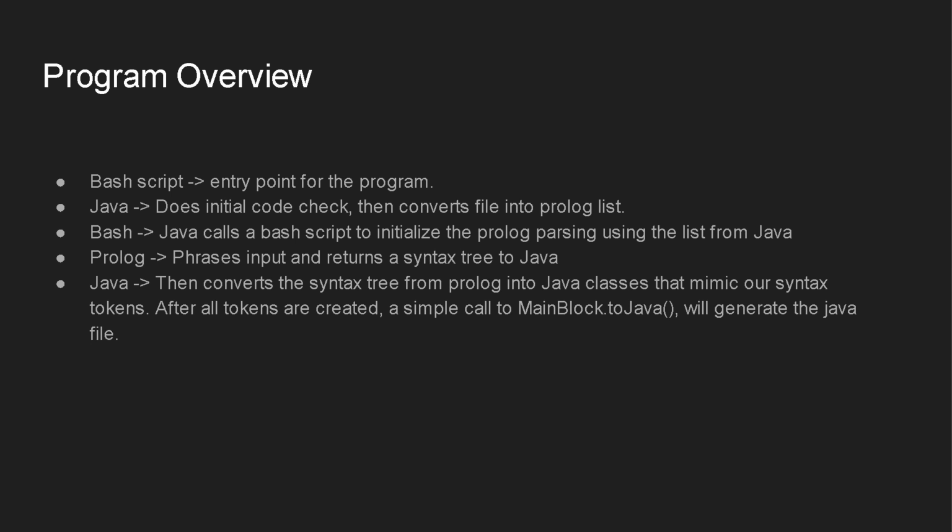Java will do an initial code check and then convert the file into a Prolog list. Java will then do a Bash call, which initializes a Prolog script that calls a command that doesn't shorten its output, and then it will give that list from Java to Prolog. Java then captures that output from Bash and parses it. So Prolog just makes a syntax tree and then gives it to Java. Java then takes that syntax tree and makes a bunch of classes that are one-to-one with the tokens.